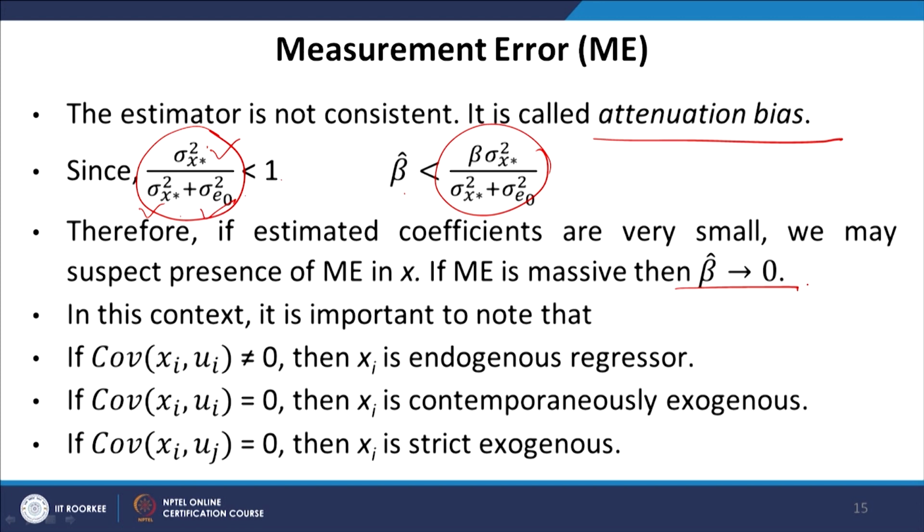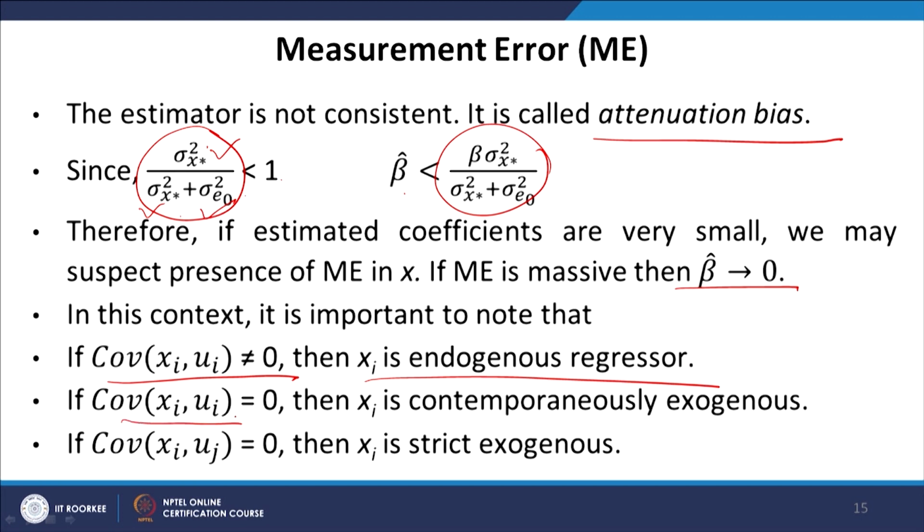In this context, it is important to note that if the covariance between x_i and u_i is not equal to 0, then x_i is an endogenous regressor. Endogenous is something which is explained by the system. Generally we assume independent variables to be non-random, or independent in the sense that the model is not trying to explain them. But if they are correlated with the error term, then this implies that the model contains additional information that may explain the variations in x as well. That is why we call them endogenous regressors.